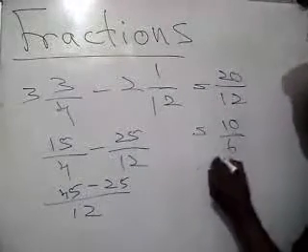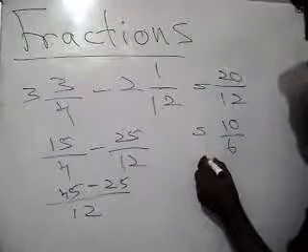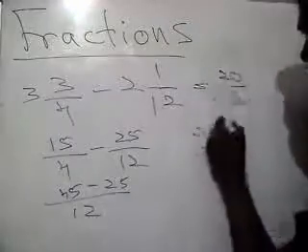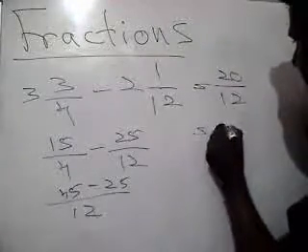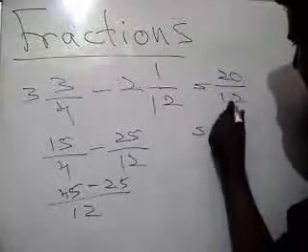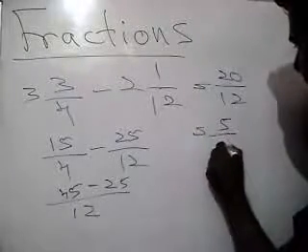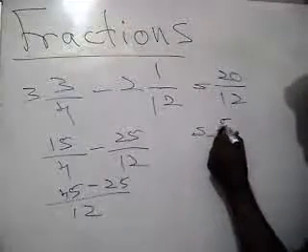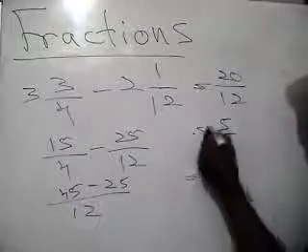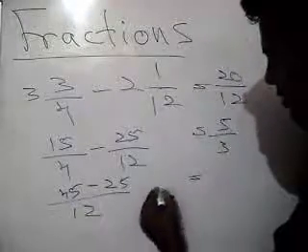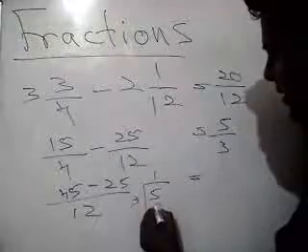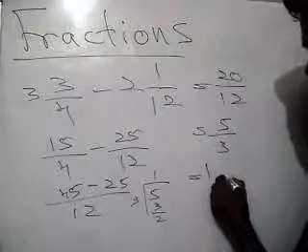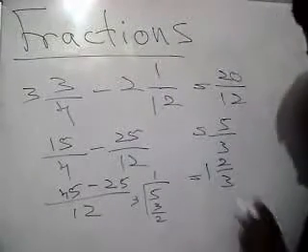We can divide this again by 2. So actually we can divide this by 4. So 20 divided by 4 is 5, 12 divided by 4 is 3. 5 upon 3. Now obviously the numerator is more than the denominator. So what do we do? 5 divided by 3 is 1, and we have a remainder of 2. So 1 and 2/3. So this is the answer.